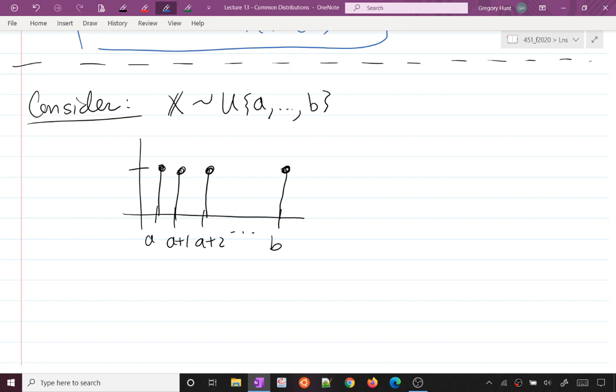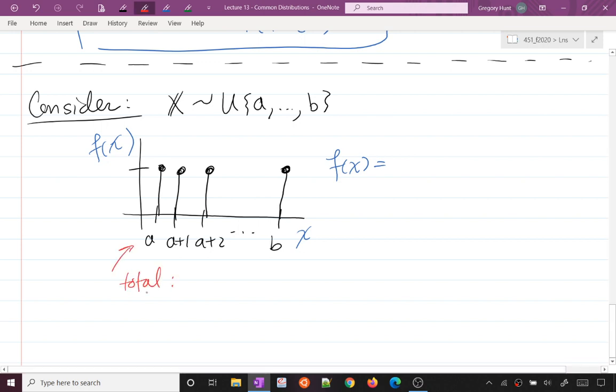So one question is, what is f of x in this case? Well, how many points do we have in total? We have b minus a plus 1 points in the support. And so if I sum f of i over my support, i goes a to b, I better get 1.